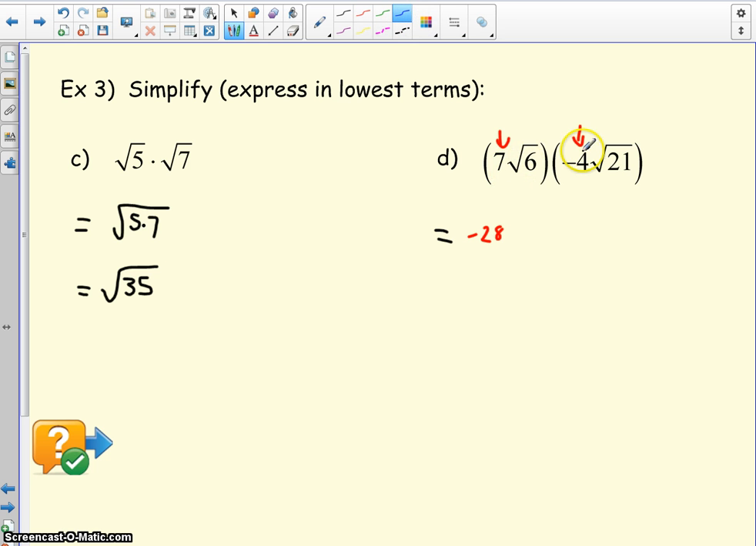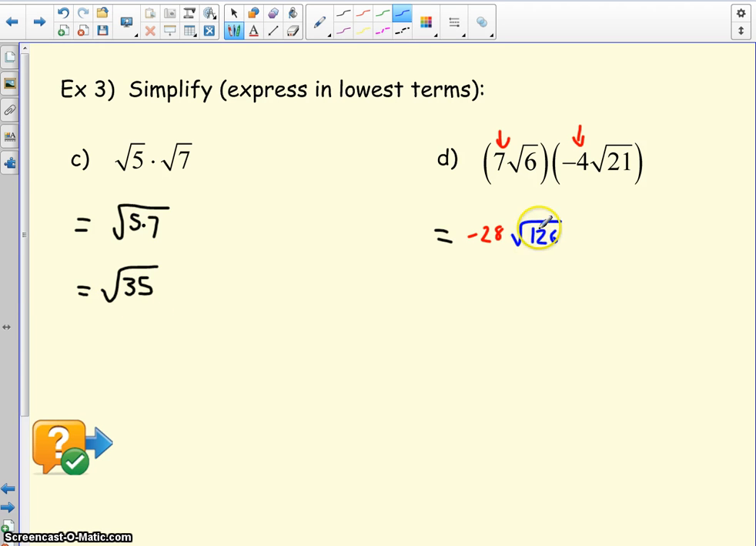And I have root 6 times root 21, which will give me the square root of whatever 21 times 6 is, which should give me 126. Okay, and again, with both of these, before we can say we're done, we want to check to make sure they actually are in lowest terms. So I didn't actually do it with this first one over here. If I look at the square root of 35, are there any perfect squares that go into 35? The answer is no. So 1, 4, 9, 16, all those, none of them go into 35.